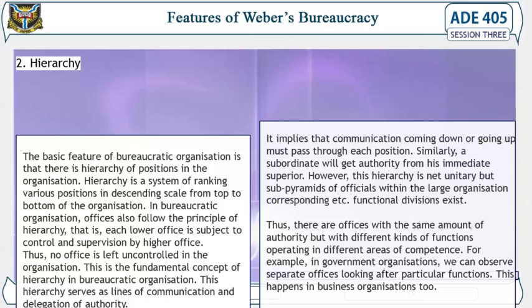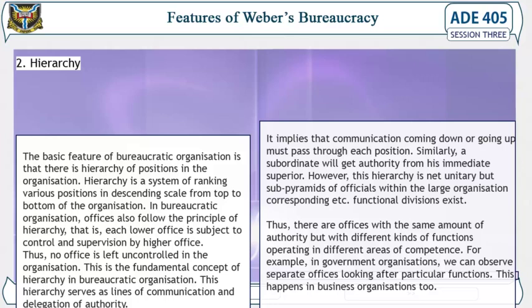This hierarchy serves as lines of communication and delegation of authority. It implies that communication coming down or going up must pass through each position. Similarly, a subordinate will get authority from his immediate superior. However, this hierarchy is not unitary but a subpyramid of officials within the large organization, and functional divisions exist.